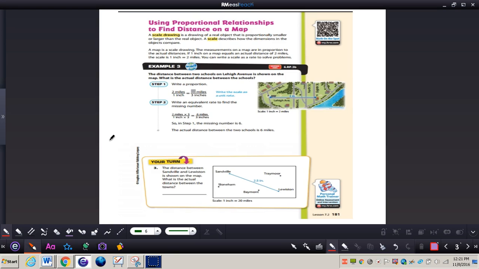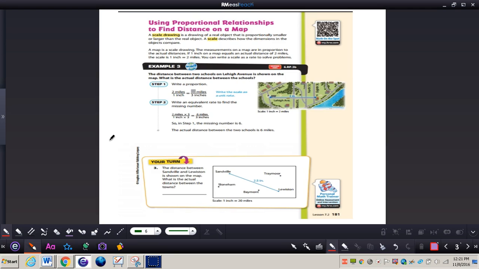A scale describes how the dimensions in the object compare. So a map is a scale drawing. The measurements on a map are in proportion to actual distances. If 1 inch on a map equals an actual distance of 2 miles, the scale is 1 inch equals 2 miles. You can write a scale as a rate to solve problems.